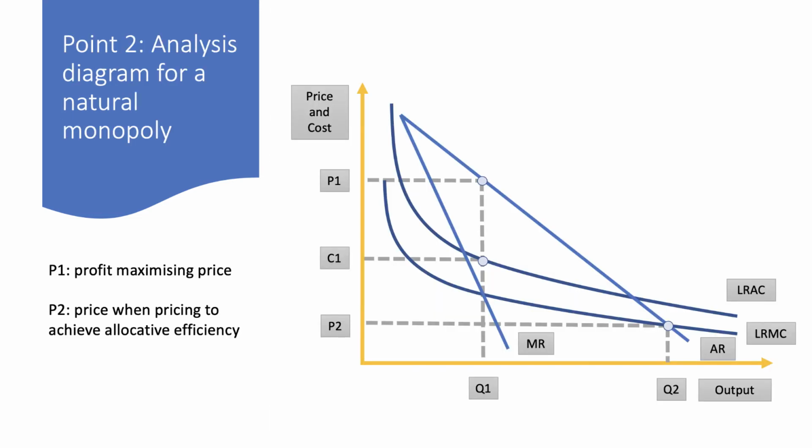Here's my diagram. Here's my natural monopoly diagram showing that the average cost falls as output increases. With a natural monopoly, there may only be room for really one firm to fully exploit the scale economies. Is that a case for state ownership?